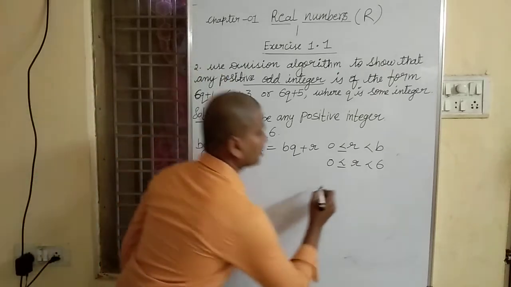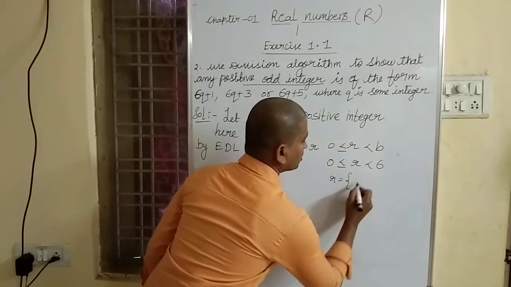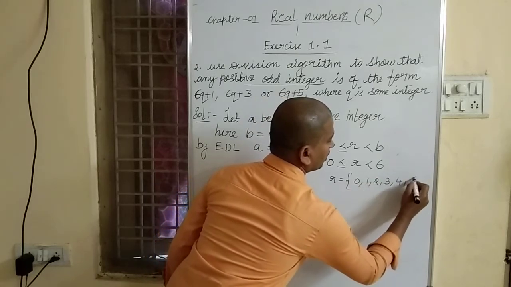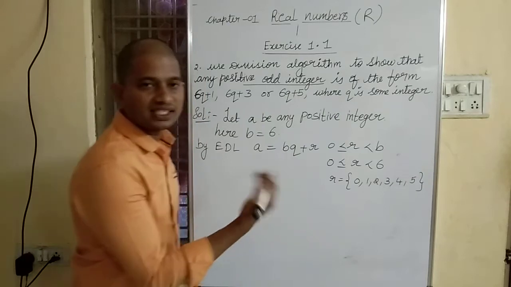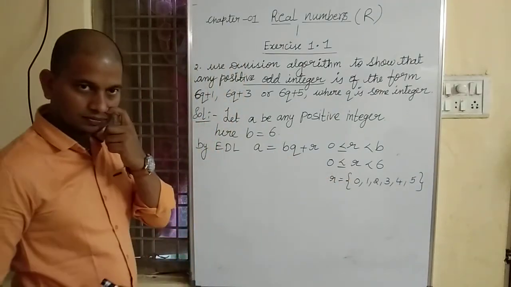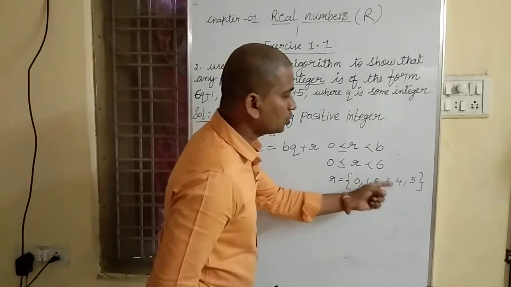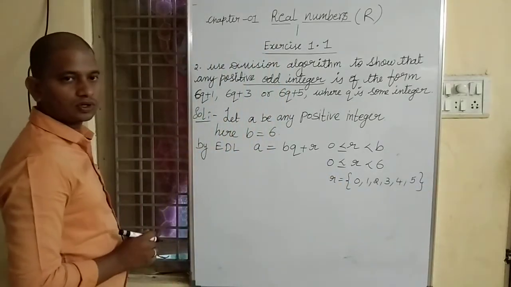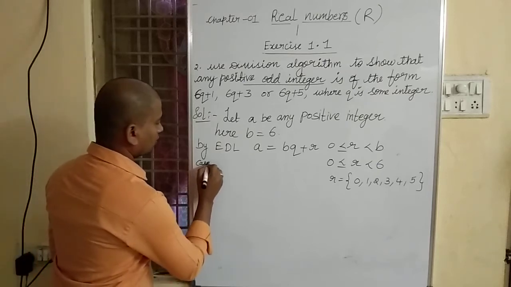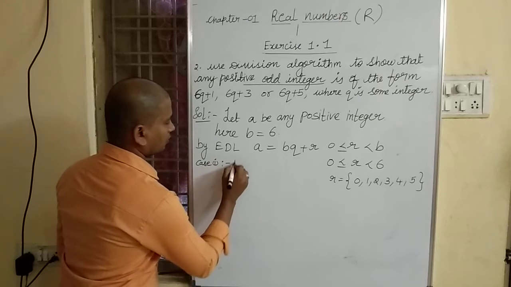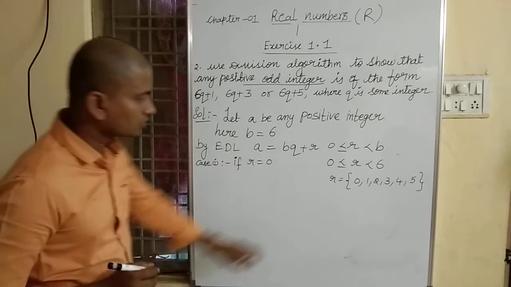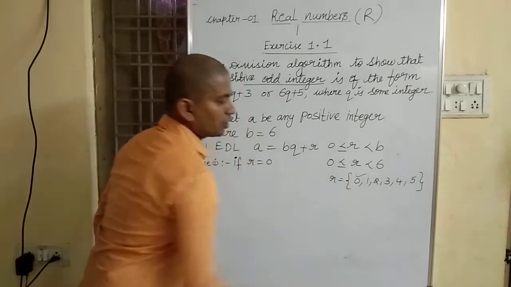r takes the values 0, 1, 2, 3, 4, 5, I mean less than 6. Okay. So case 1: if r equal to 0.